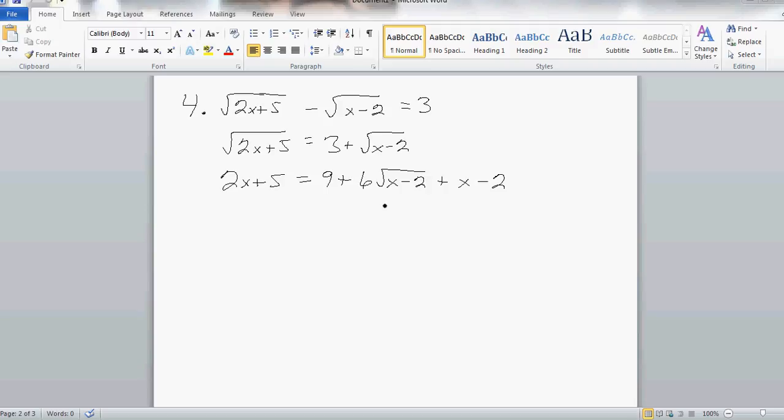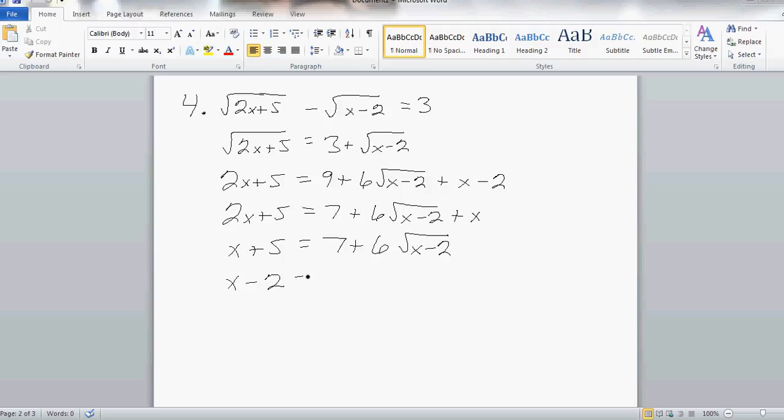Now the problem is that we still have this square root. We're going to have to do this process all over again to get that square root all by itself. So the first thing I'm going to do is add the 9 and the minus 2. So that will be 7 plus 6 square root of x minus 2 plus x. Subtract x from both sides. Subtract 7 from both sides. Divide everything through by 6.